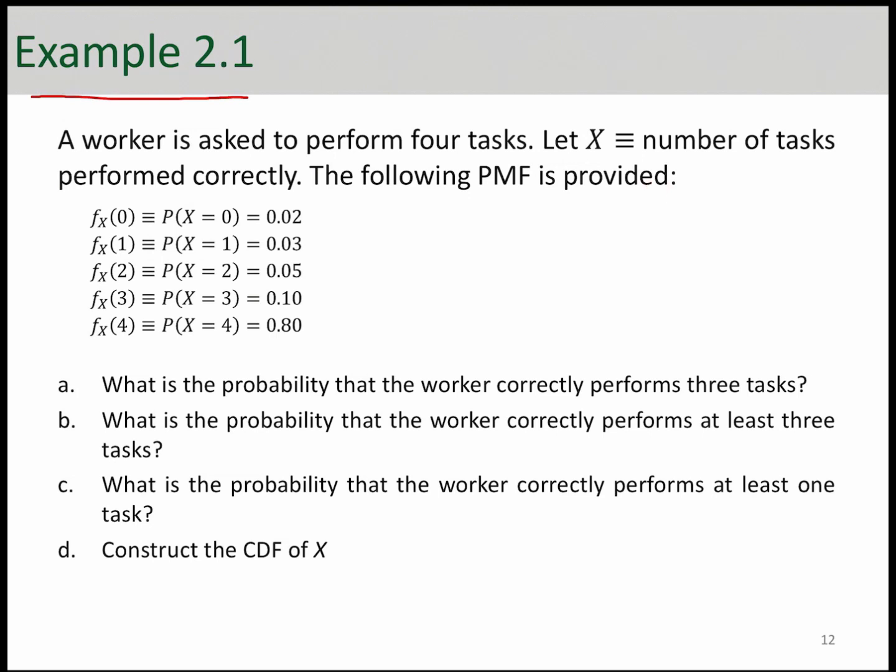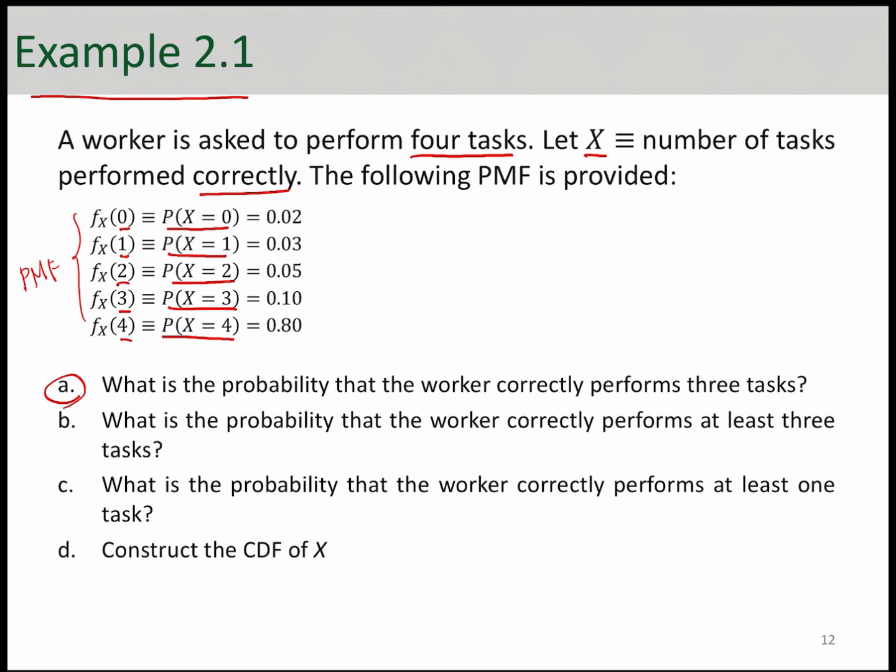So he's asked to perform 4 tasks, and X is the number of tasks performed correctly. Well, obviously X can be equal to 0, 1, 2, 3, or all those 4 jobs being done correctly. And the probabilities of them are given to us. So essentially, they gave us the PMF function. We know all the probabilities for all the values in the range of this random variable. Now, let's take a look at part A.